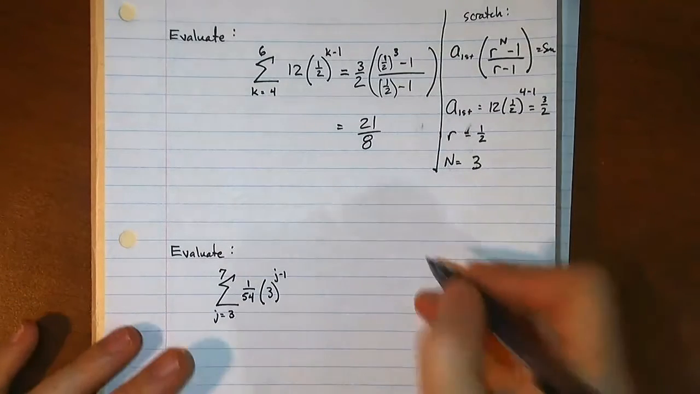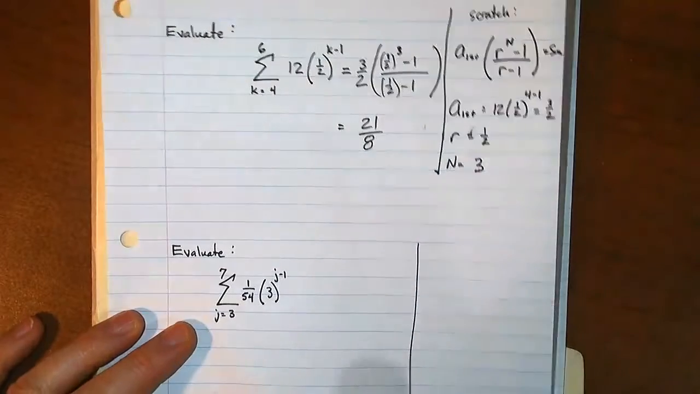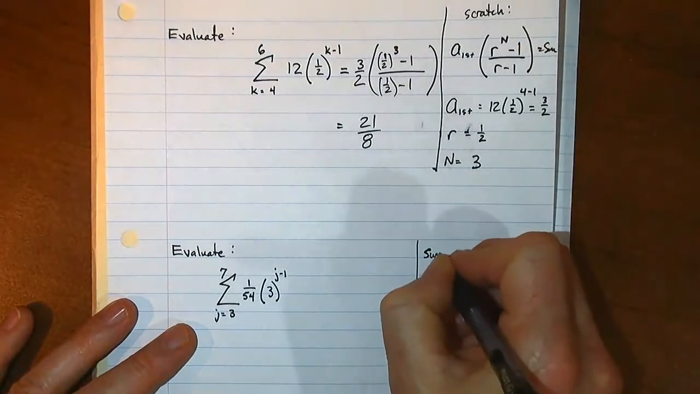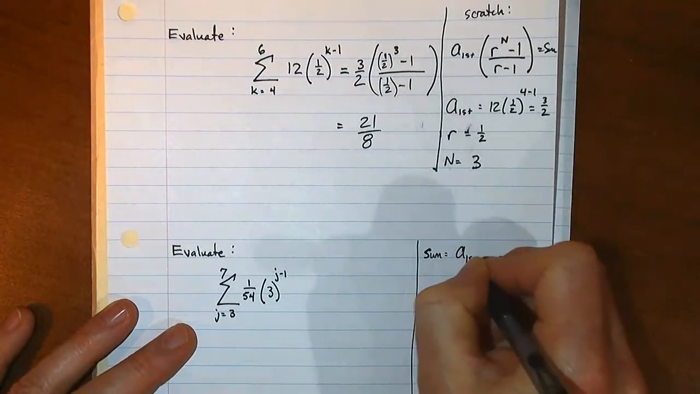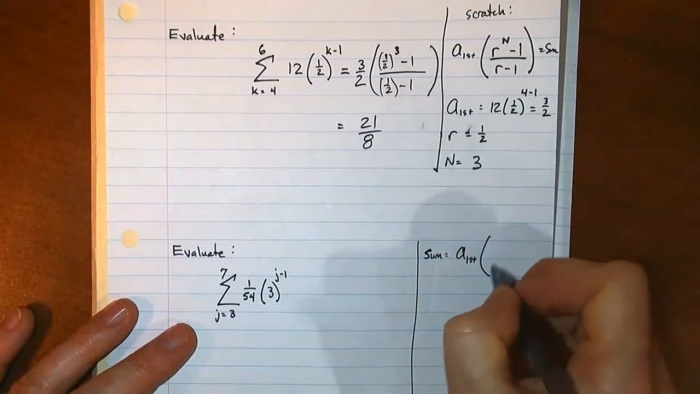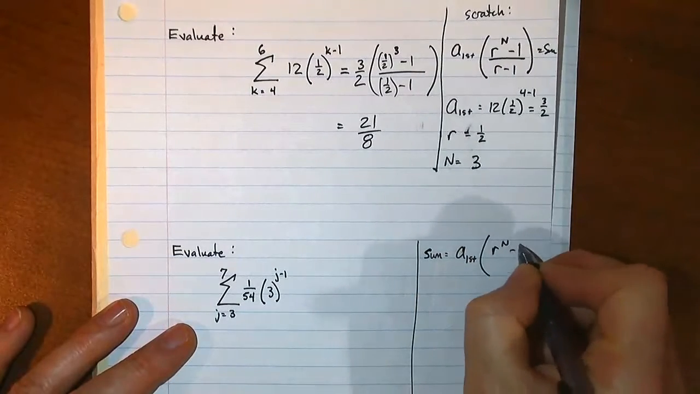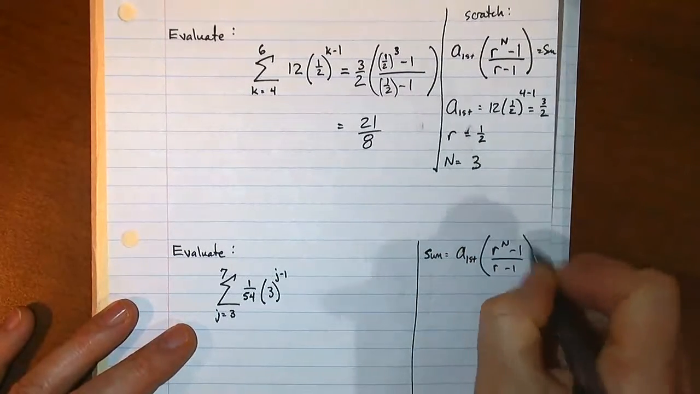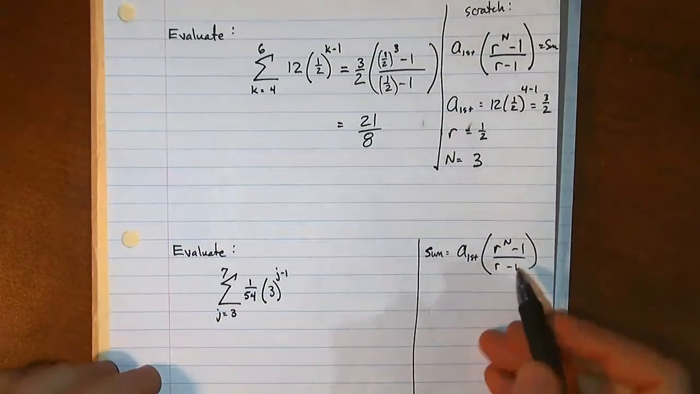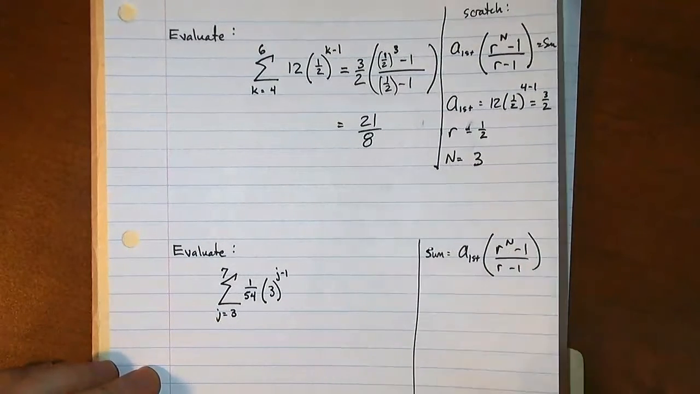All right, so hopefully you've given this a try. As you know, I'm going to start with my formula that the sum is equal to the first term of the series times r to the n minus 1 over r minus 1.